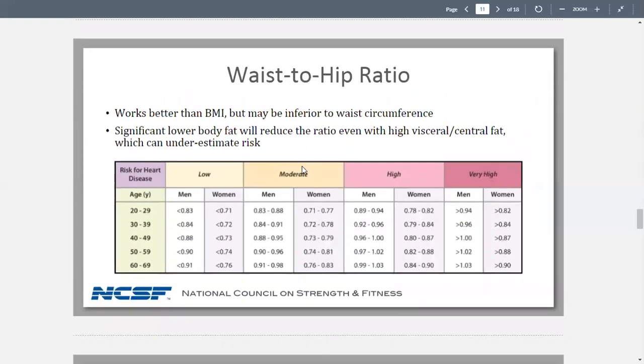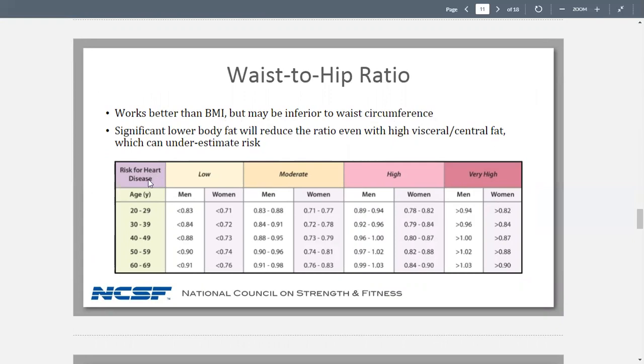Waist to hip ratio for men. It works better than BMI, but may be inferior to waist circumference. Significantly lower body fat will reduce the ratio even with high visceral central fat, which can underestimate risk.